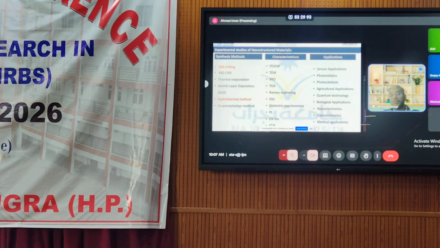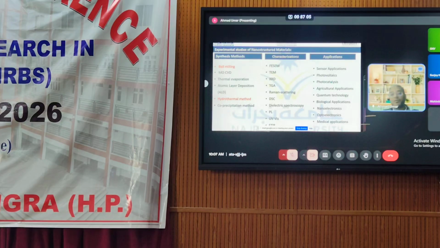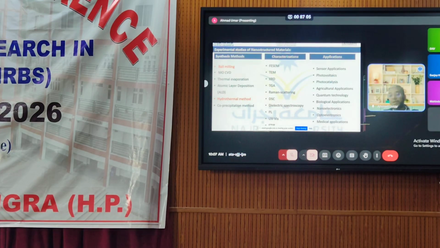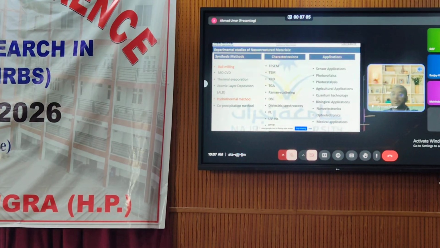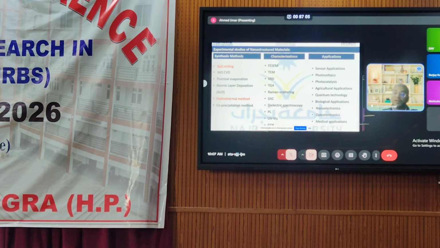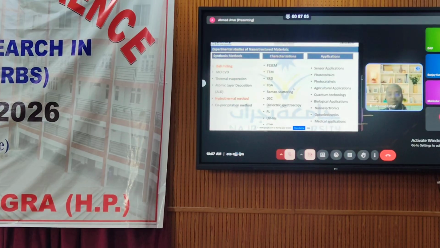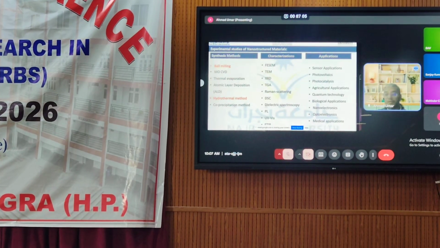We can utilize different nanomaterials for different applications, like sensor applications, photovoltaic applications, photocatalysis, agricultural applications, quantum technology, biological applications, nanoelectronics, optoelectronics, and many other medical applications. So there are so many applications, so many techniques, and so many characterizations.